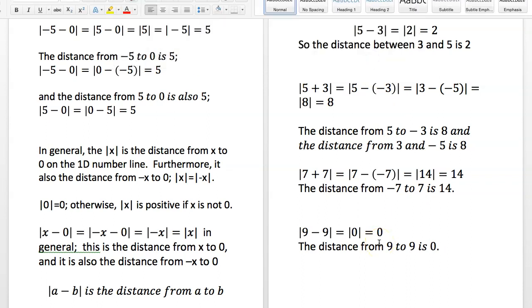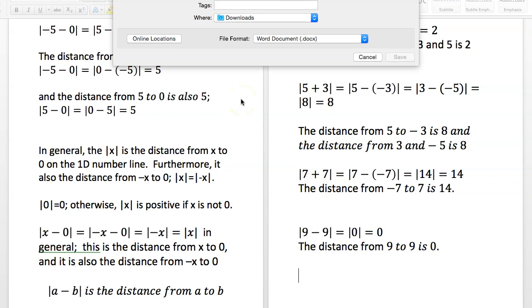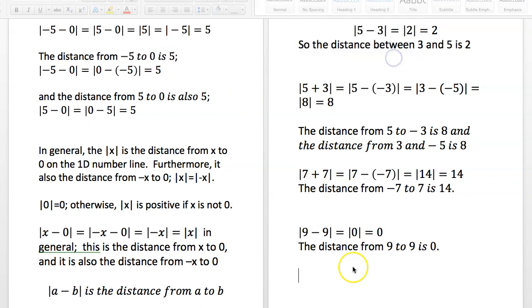I guess I could save this file, but I might save it later. But anyway, I'll call it A2. How about that? Sounds good.